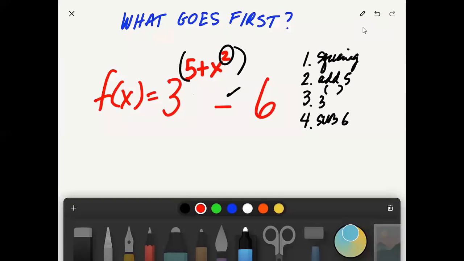And then we would do the inverse operation. So the opposite of squaring is the square root. The opposite of adding 5 is subtracting 5. The inverse of the exponential function with a base of 3 is a logarithm with a base of 3. And then the opposite or inverse of subtracting 6 is adding 6. 1, 2, 3, 4. You do those in that order and you will have your inverse function.